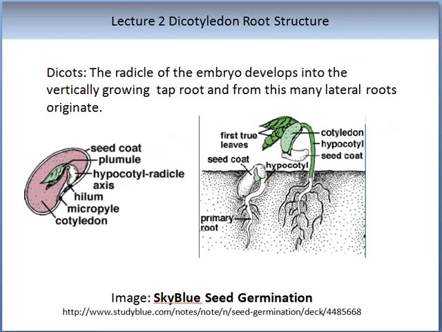Now let us examine a dicotyledon root structure, again starting with germination. The image on the slide from the Sky Blue Seed Germination article illustrates a dicot seed. The radicle of the embryo develops into a vertically growing tap root, and from this many lateral roots can originate, as shown in the right-hand image.